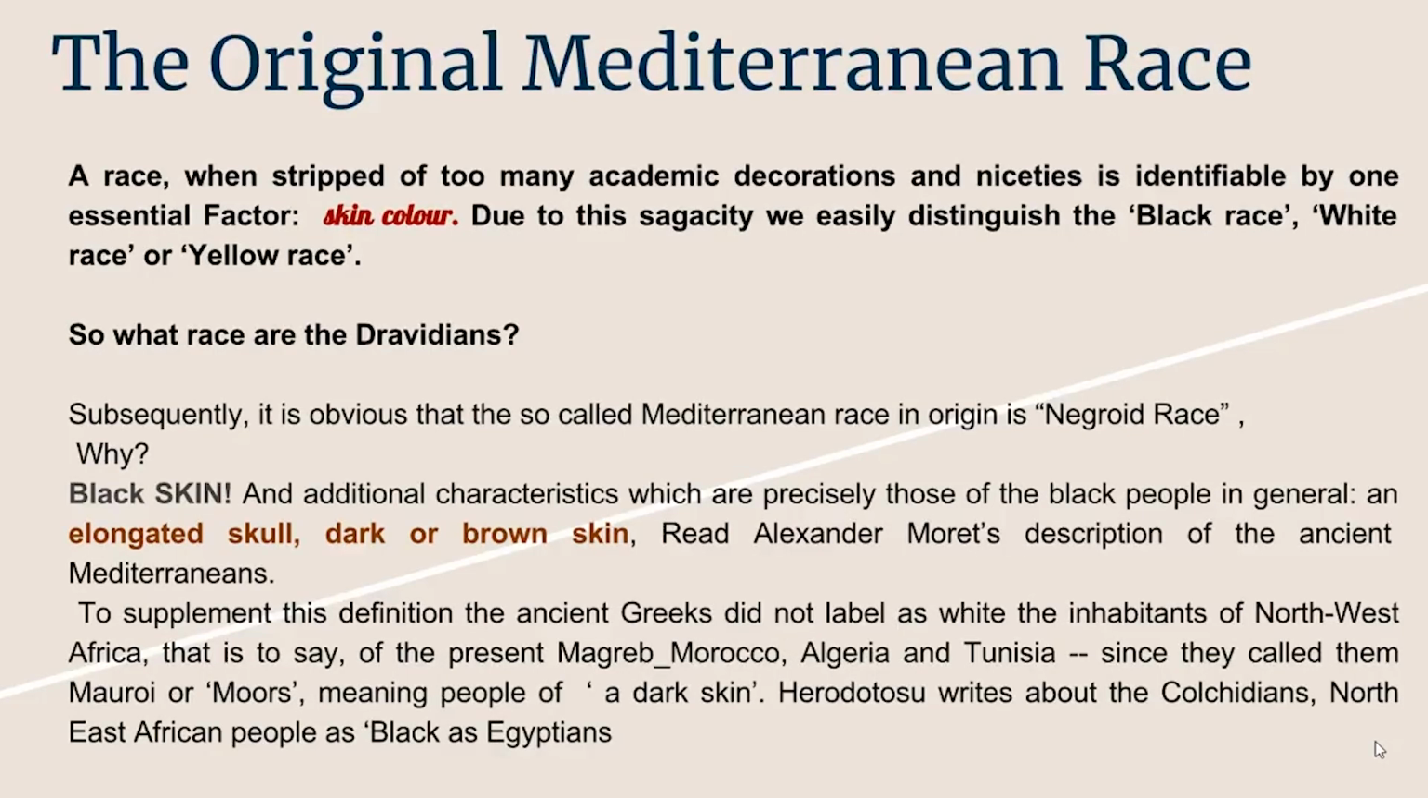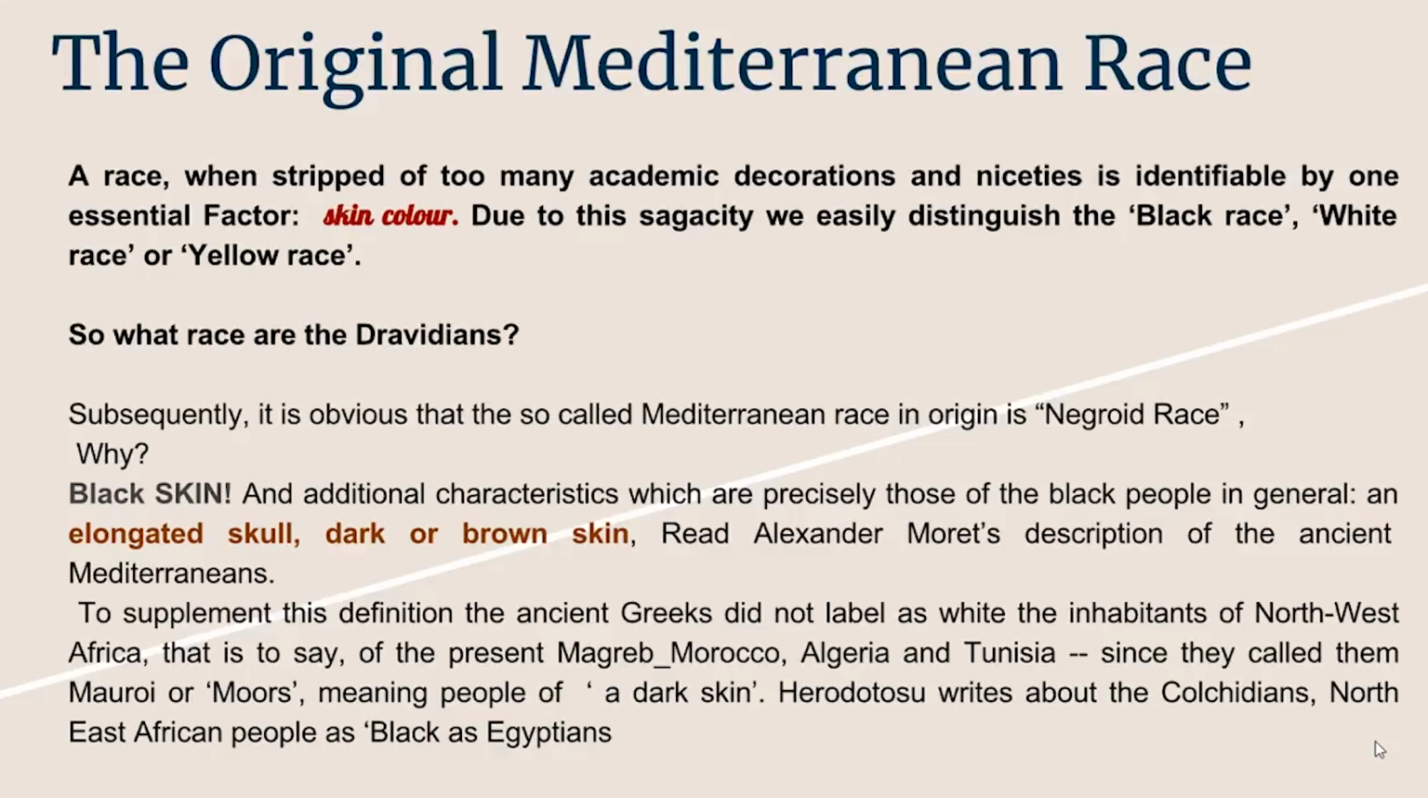A race, when stripped of too many academic decorations and niceties, is identifiable by one essential factor, which is the skin color. That is what we see, and the other features on the face or in the face.